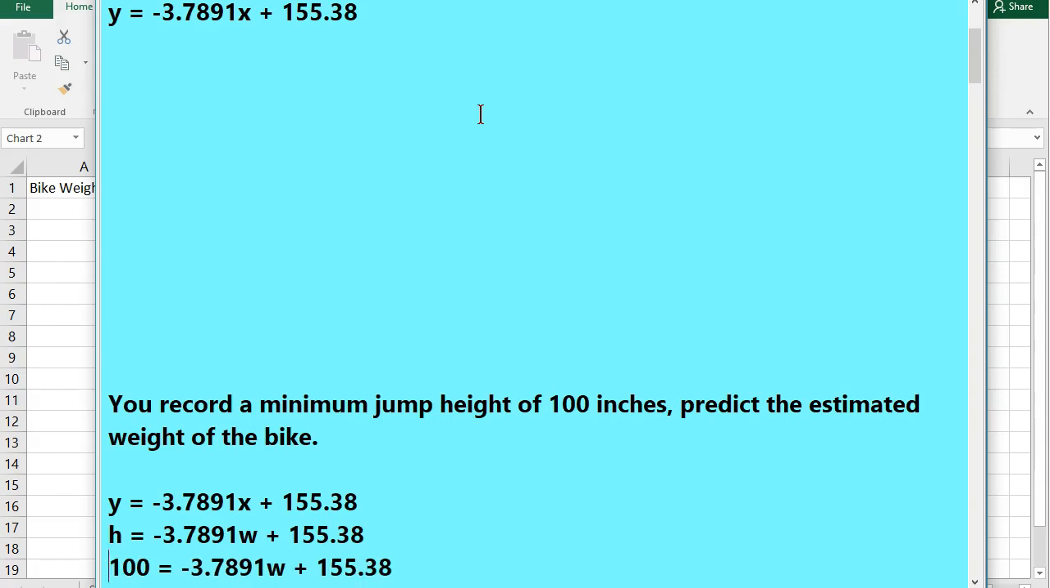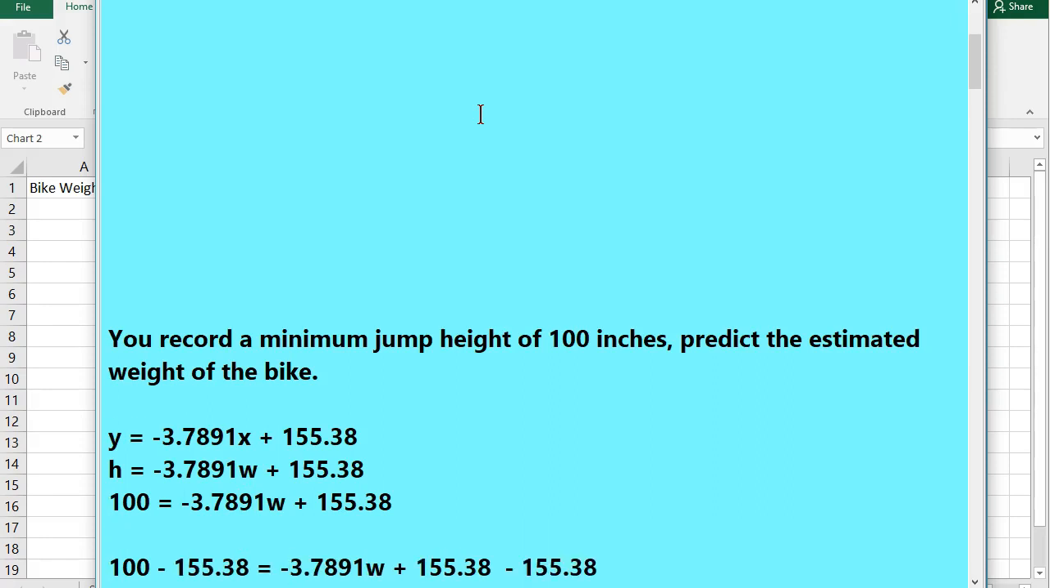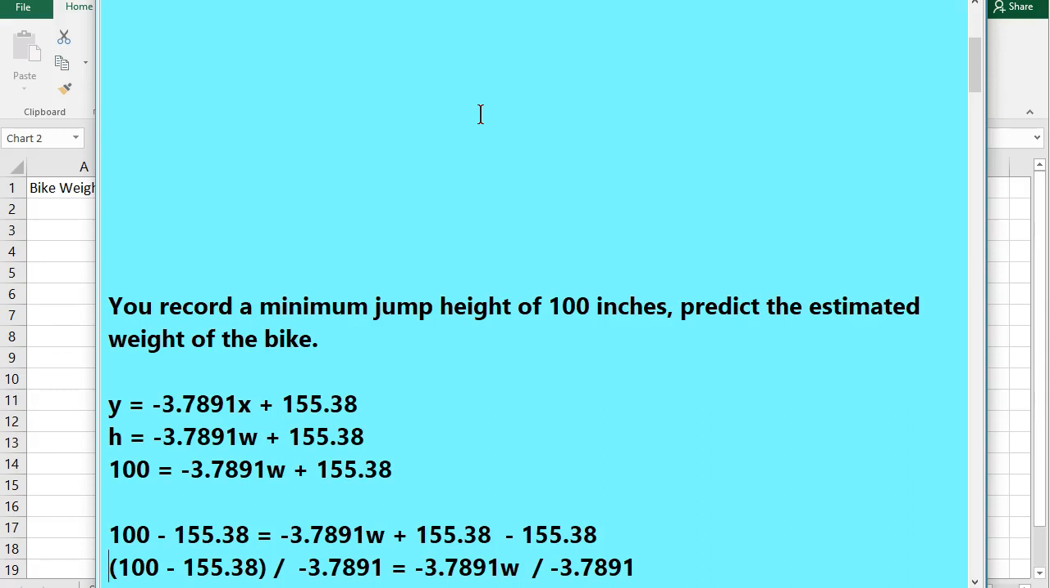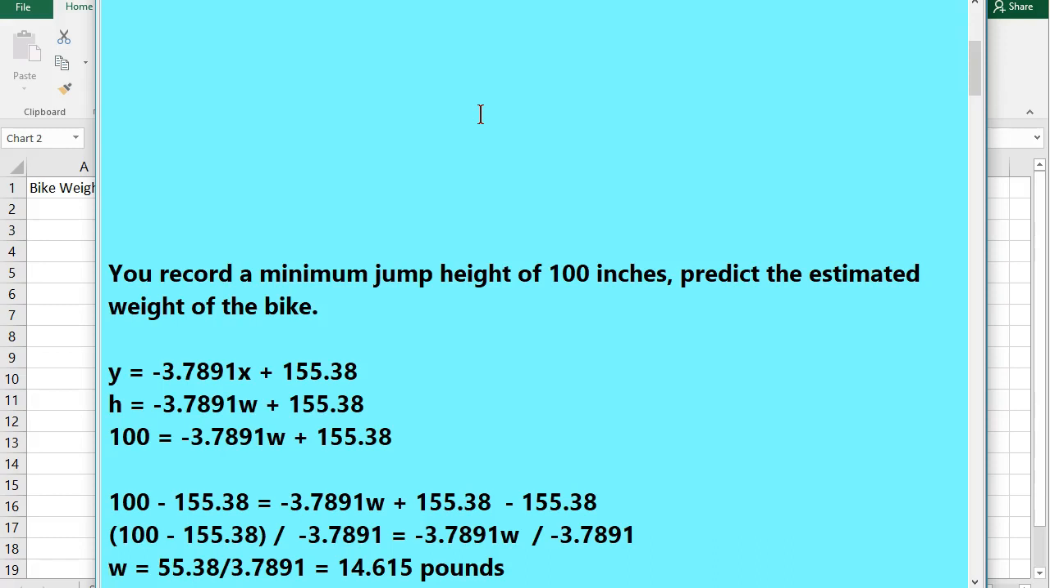And if we look at this problem, 100 inches is our height. So now all we need to do is solve for w. So now it's just a simple algebra problem. We subtract 155.38 from both sides. We divide both sides by negative 3.7891. And that leaves us with the weight is equal to 55.38 divided by 3.7891. And that will give us 14.615 pounds.